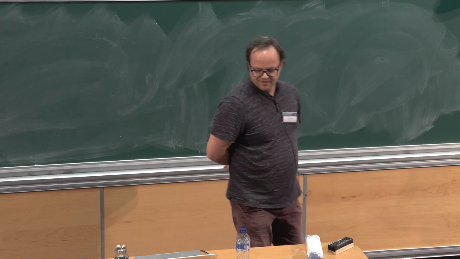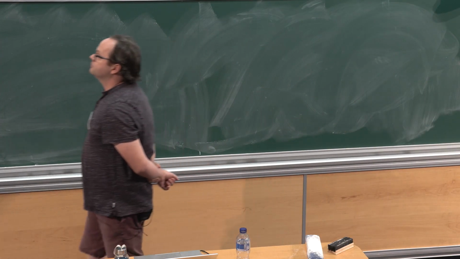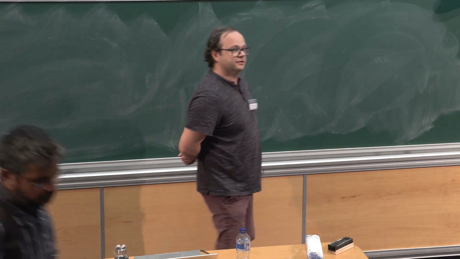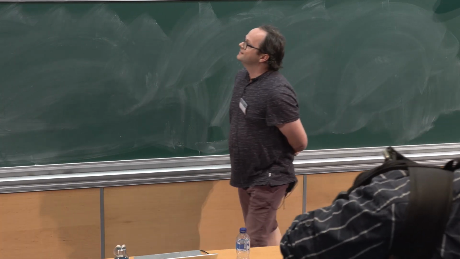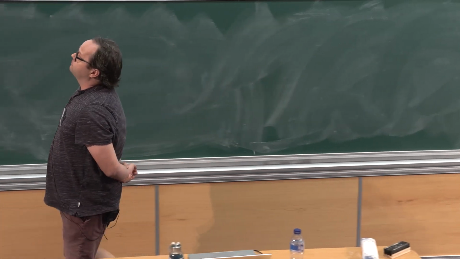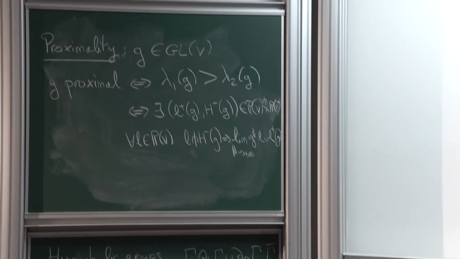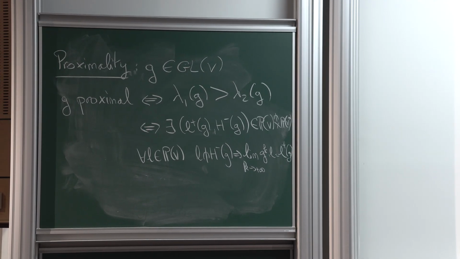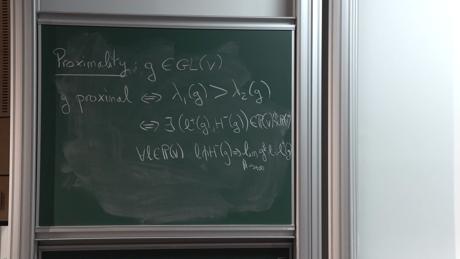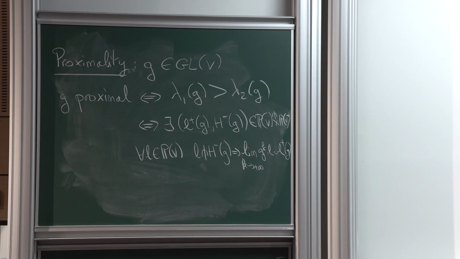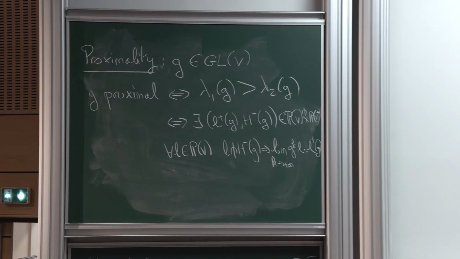All right, so I just wrote some definitions that we saw last time, which was a while ago, actually. So one of them was proximality, which is a notion for elements of GL of V, for some finite dimensional space V. We had 3 characterizations. I just wrote 2 because we're going to be focusing on these 2 for now. And the third one will come back later.